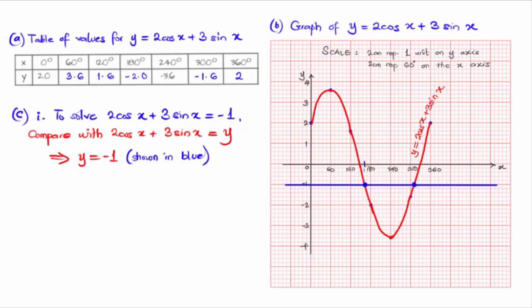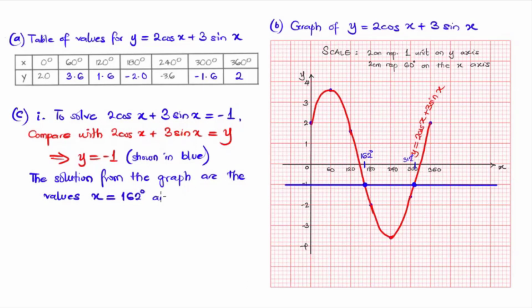You need to understand this analysis. If 0 to 60 is 5 boxes, that means that each of the boxes is 60 over 5, which is 12. So the incremental value is 12 per small box. So here we now have that the solution, as we have traced from the line y is equal to minus 1, which is shown in blue, to the sinusoidal curve, is giving us the solution to this equation 2 cos x plus 3 sin x is equal to minus 1 to be x is equal to 162 degrees and x is equal to 312 degrees. That is the solution to this particular equation that we're asked to find using the graph that we are given.